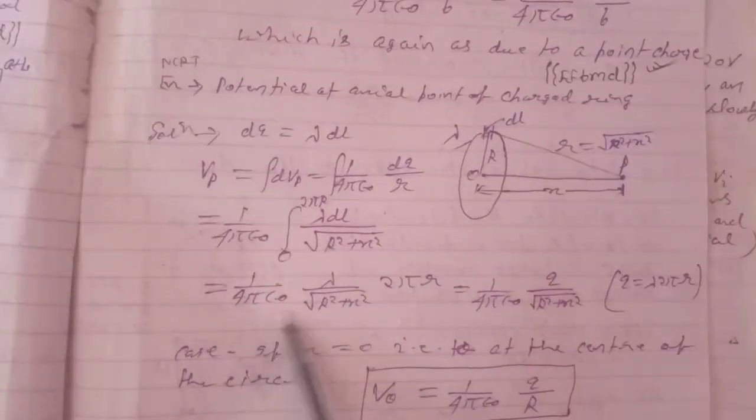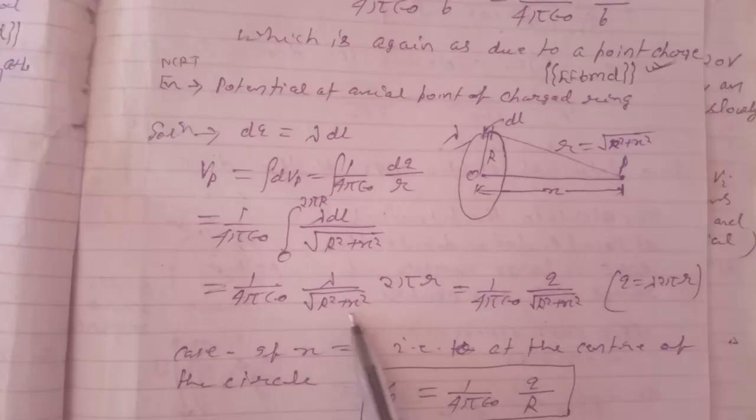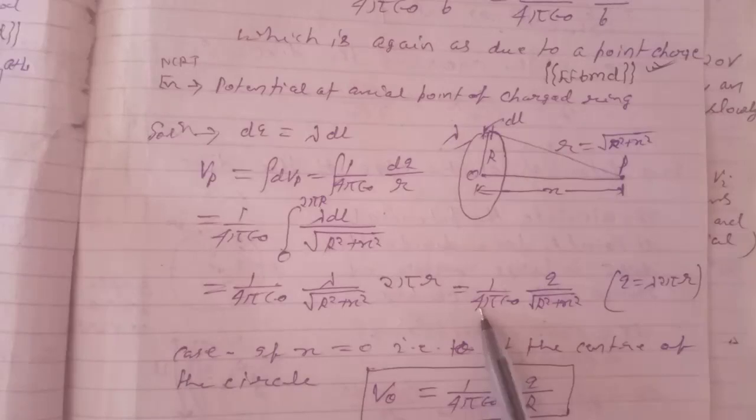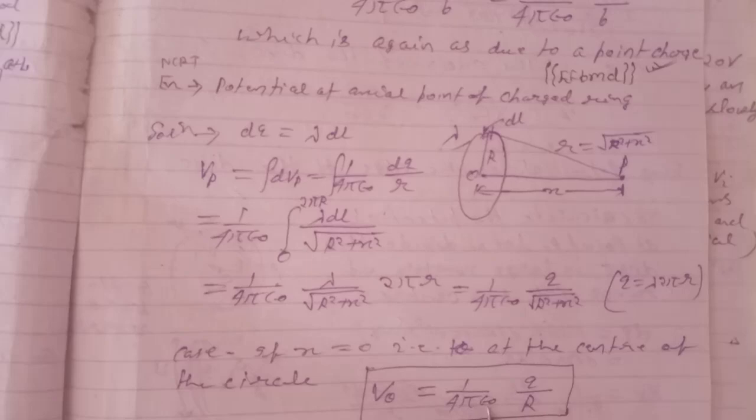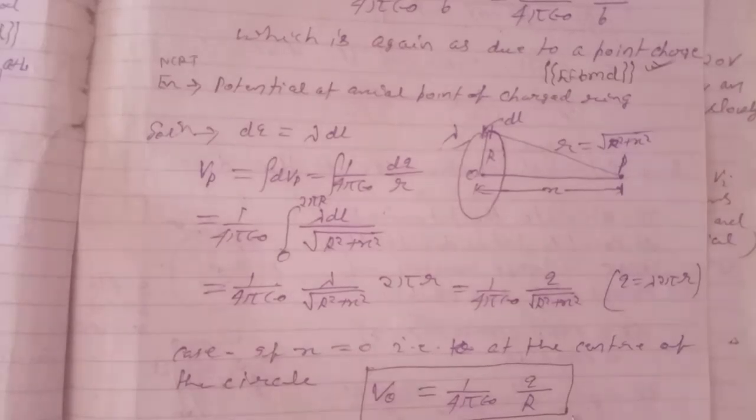equals 1 by 4 pi epsilon naught lambda by under root r square plus x square into 2 pi r, or 1 by 4 pi epsilon naught, lambda into 2 pi r will be equal to q, so 1 by 4 pi epsilon naught q by under root r square plus x square. Case: if x equals 0, that is at the center of the circle, potential V0 will be equal to 1 by 4 pi epsilon naught q by r.